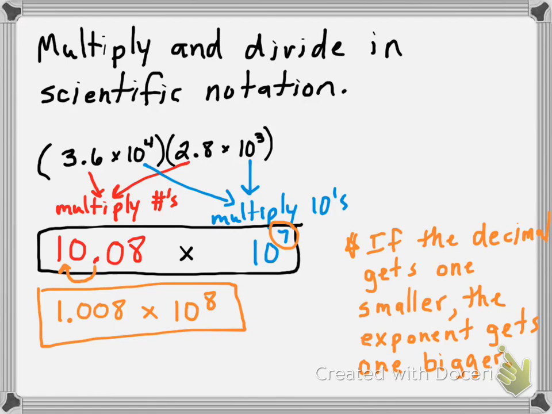So again, we had 3 steps. First, we multiplied the numbers. Second, we multiplied the tens. And then step 3, which you don't always have to do, but sometimes you do: you have to make sure that the number fits scientific notation. So you may have to move the decimal one, and if you move the decimal one smaller, then you've got to make the exponent one larger.